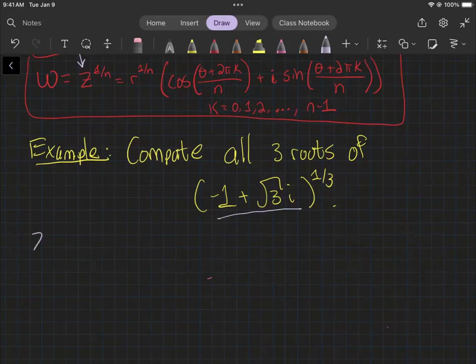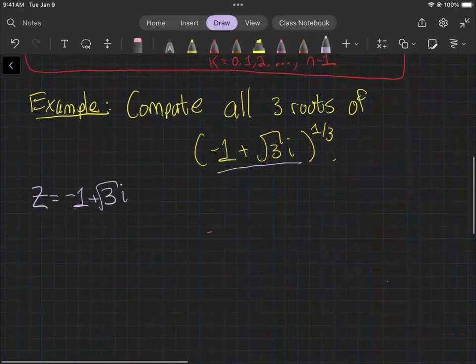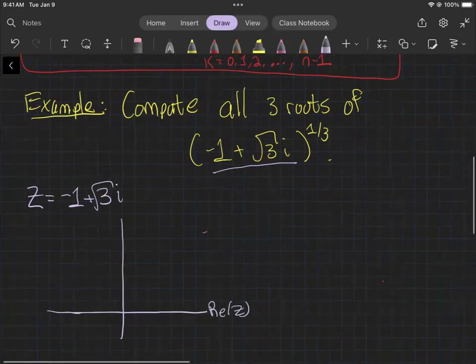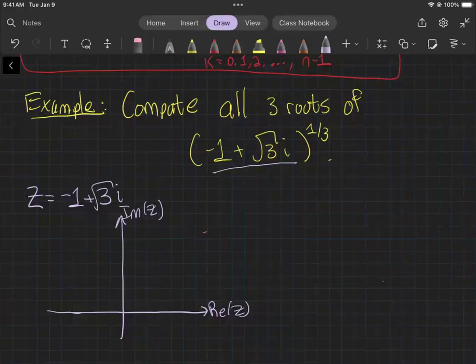So for example, if I want to compute all three roots of the complex number minus 1 plus root 3i, well, z is minus 1 plus root 3i. That means it's in the second quadrant. Here's the real axis and the imaginary axis is here. So it would be this complex number z here, and I'll write this out in vector form, minus 1, root 3.